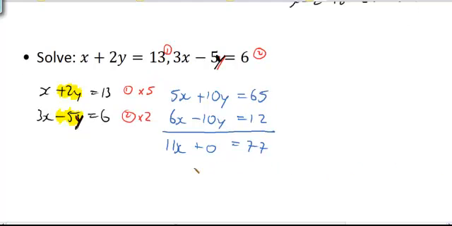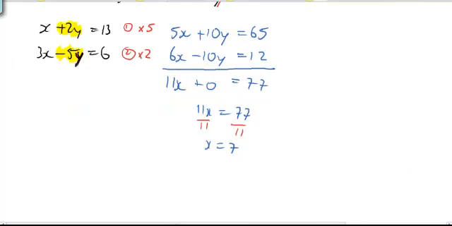So if 11x is equal to 77, I know the opposite of multiply by 11 is divide by 11. Divide both sides by 11 and I get x is equal to 7. You're not finished here yet though. We know that x is equal to 7, so we have to go back and substitute it in. I'm going to pick this equation here and just put in 7 for x.